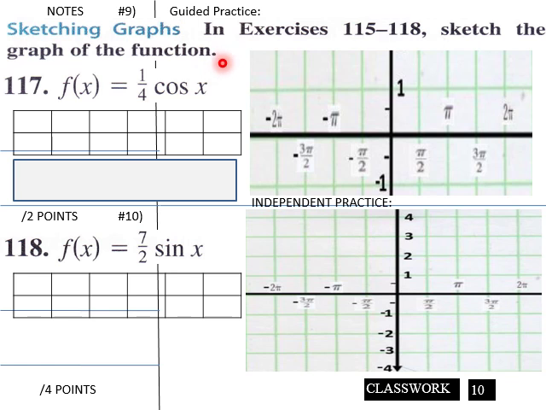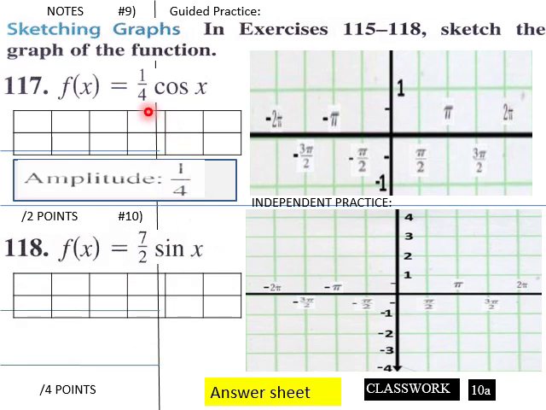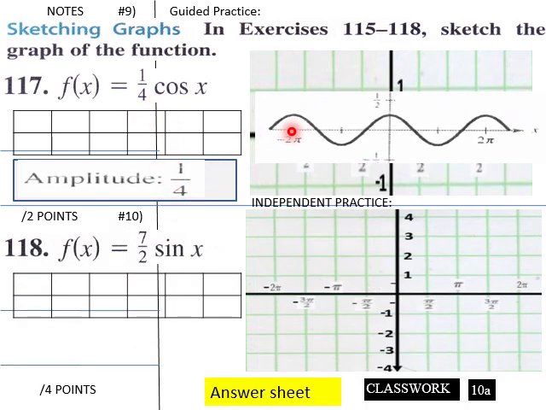To do that, we're going to sketch the graph of the function. So we have f of x equals 1/4 cosine x, and then we have f of x equals 7/2 sine x. For the first one up here, amplitude would be 1/4. So this is what your graph will look like for 1/4 cosine x. And then our period here would be 2 pi.